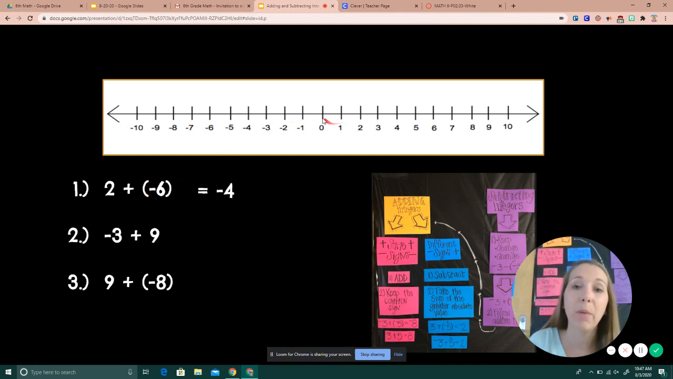On a number line, we would go right 2. And then it says add -6, so we go left 6. So 1, 2, 3, 4, 5, 6. That puts us at -4.